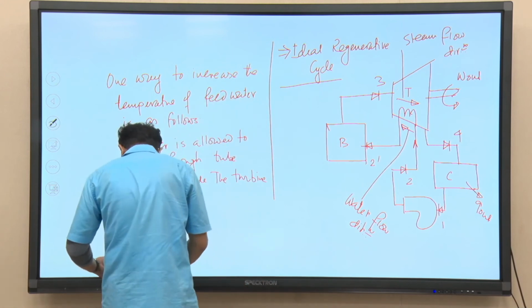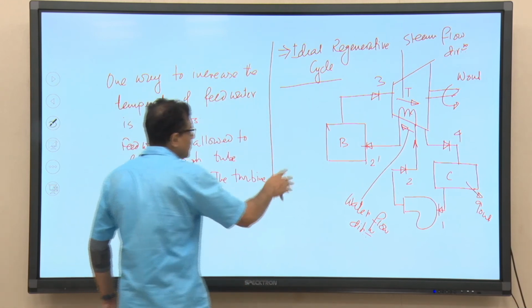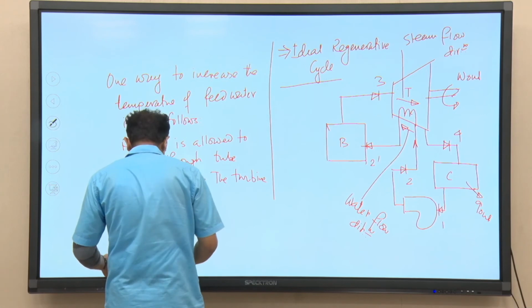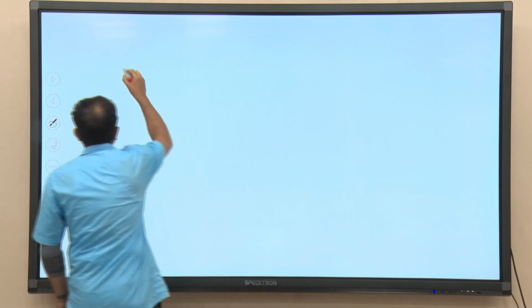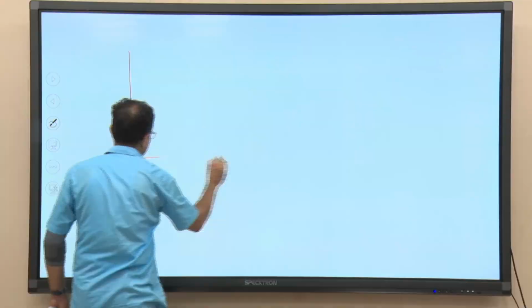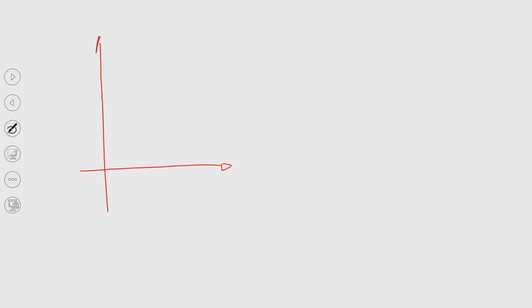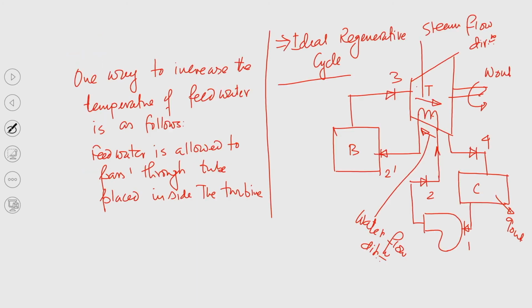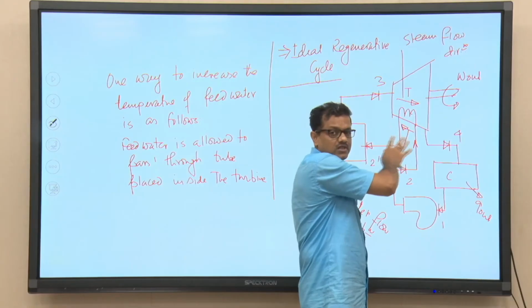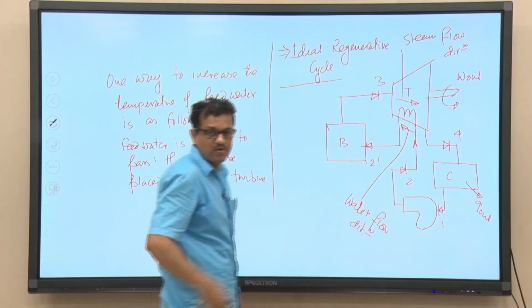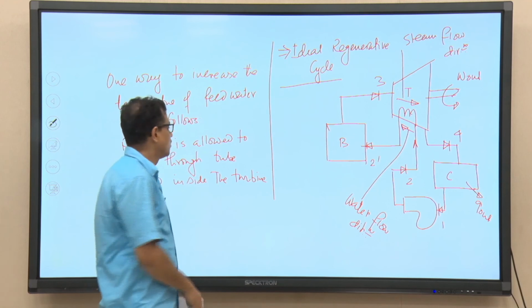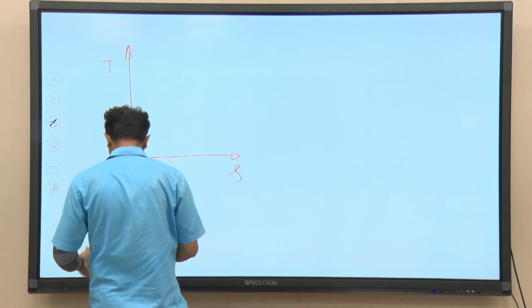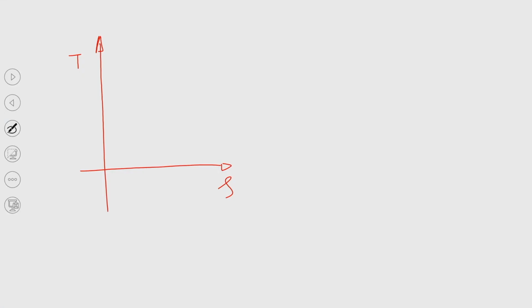So, let us quickly do the analysis for these particular things. If we go to the next slide, let us draw the TS diagram. If we try to map all the processes for this particular cycle in the TS plane, then probably it will help us explain in a better way what we mean by regeneration. Okay. So, we can write like this.